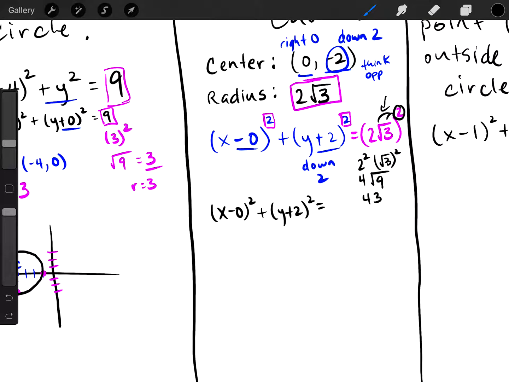2 squared is 4. The square root of 3 squared, right? We're just doing the square root of 3 times the square root of 3, which is 9. And what we do know now is that the square root of 9 is 3. That 4 and 3 tells us this is going to be 43.